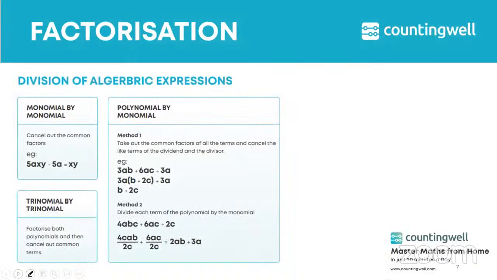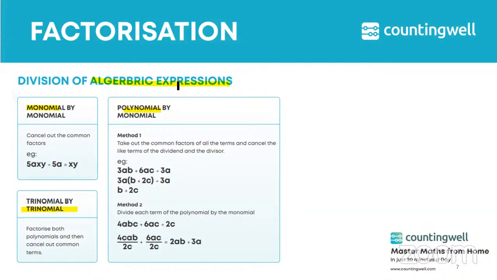Now let us see the division of algebraic expressions. Here you can see the names monomial, polynomial, trinomial, etc. So what is a monomial? Monomial is an algebraic expression having only one term, whereas trinomial is an algebraic expression having three terms. What about binomial? Binomial is an algebraic expression having two terms.